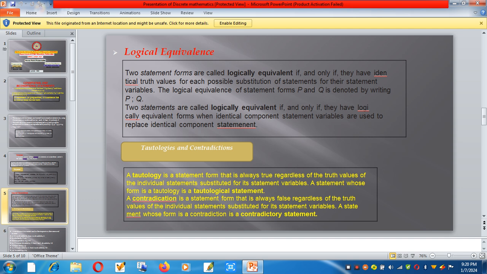A contradiction is a statement form that is always false regardless of the truth values of the individual statements substituted for its statement variables. A statement whose form is a contradiction is a contradictory statement.